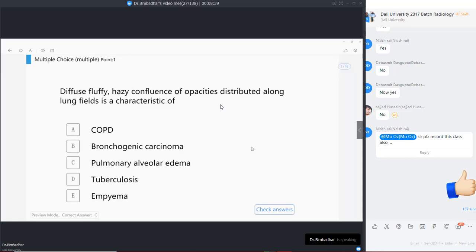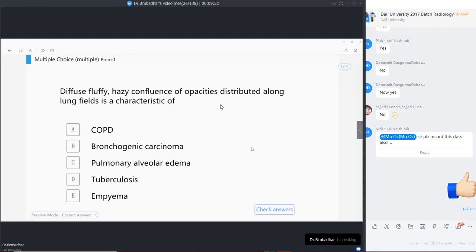Such a characteristic feature generally happens if something is going on with the alveoli. Yes or no? Lobar pneumonia, yes, is a condition which can also cause such opacities. So which is much closer to an alveolar condition here? Pulmonary alveolar edema has a better appearance and a better relation to this one. But COPD generally will not show hazy confluent opacities, because COPD will show traction bronchiectasis and air spaces that have been completely inflated. They will be hypodensities, but not hyperdensities.